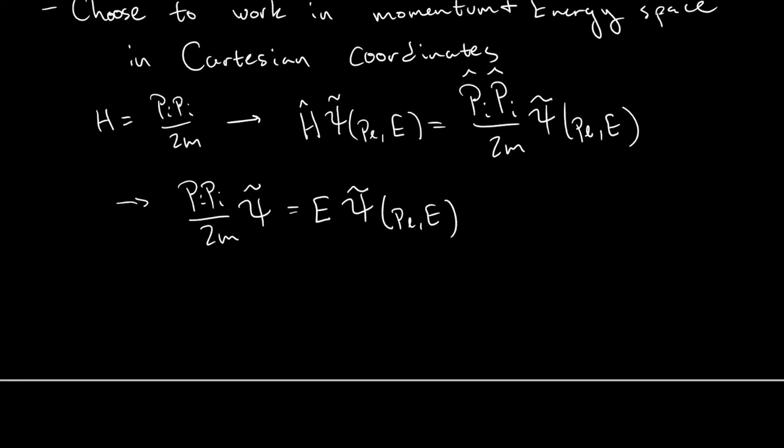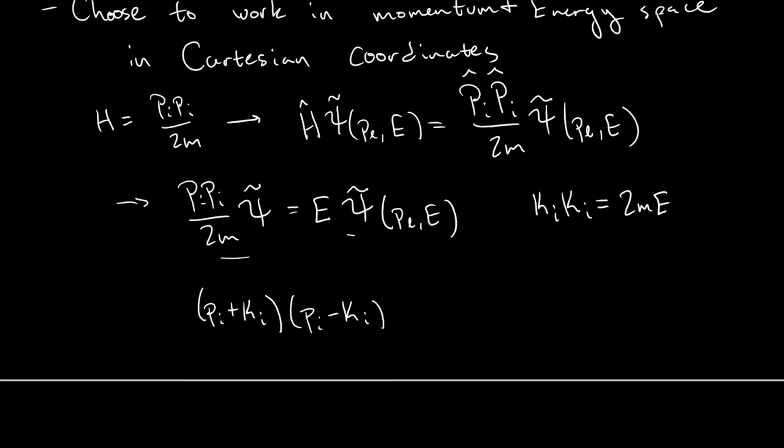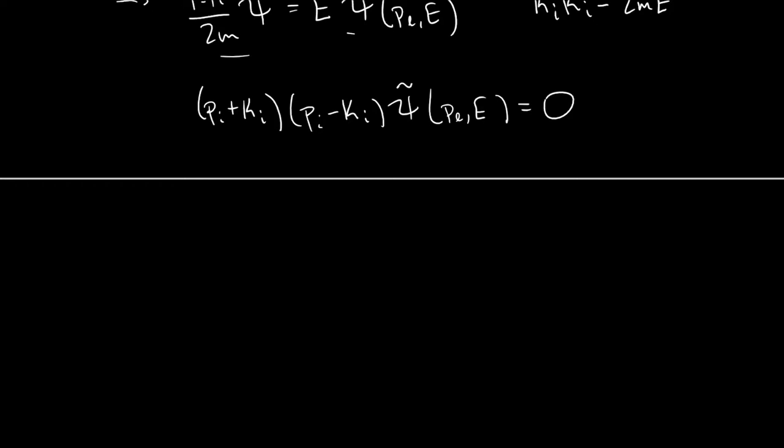Okay, so now I'm going to shuffle things around a bit. I'm going to multiply both sides by 2m, and then I'm going to define this quantity, which I'll call kappa, so that kappa_i is equal to the square root of 2mE. So just the magnitude of this kappa vector is the square root of 2mE. So now I can rewrite this equation as (p_i plus kappa_i) times (p_i minus kappa_i) times psi tilde of E sub L comma E equals zero. And this should look very familiar to what we did when we considered harmonic oscillators, when we were working with Fourier transforms or the wave equation.